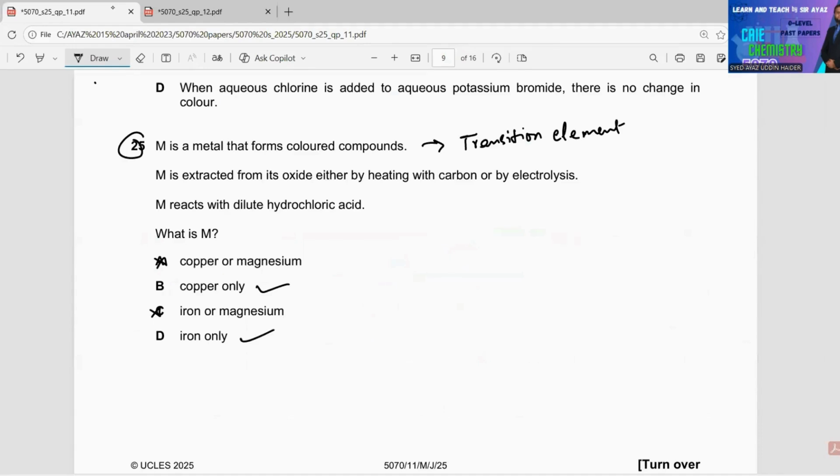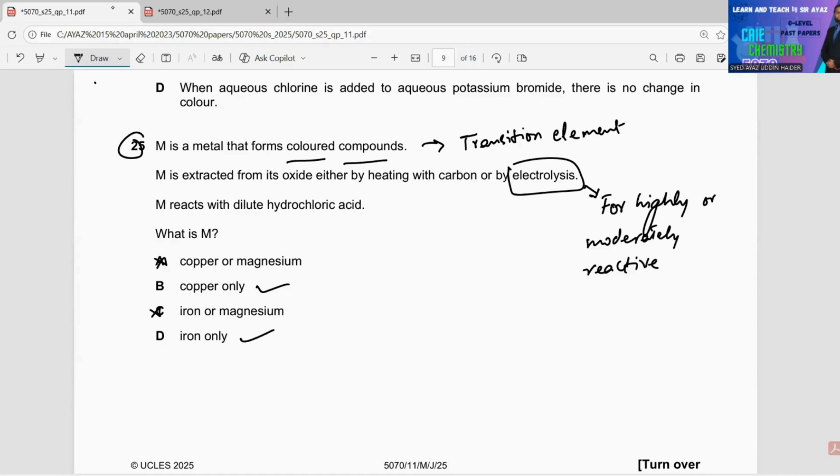You see, I've narrowed down the choices because they have already mentioned that the metal is forming colored compounds. So this is a property of transition elements. M is extracted from its oxide either by heating with carbon or by electrolysis. So we know that electrolysis is used for highly reactive metals, or moderately reactive metals, meaning that reactive metals need to be extracted through this method.